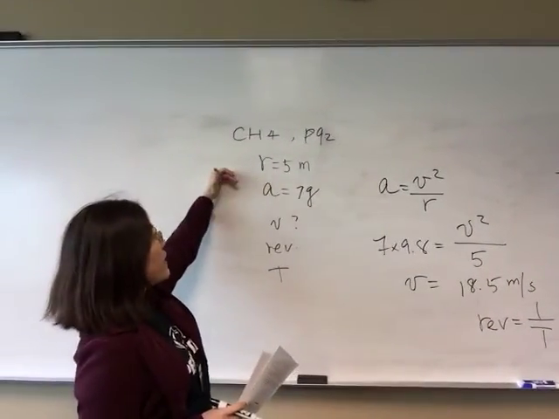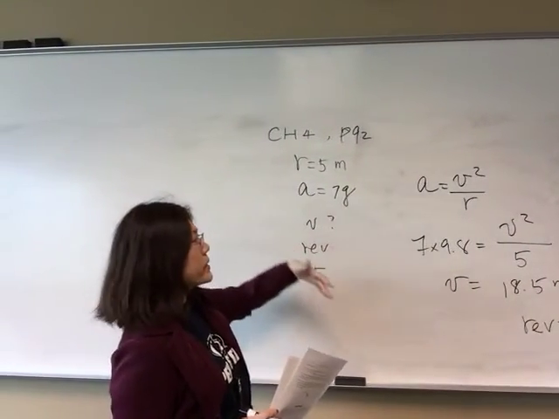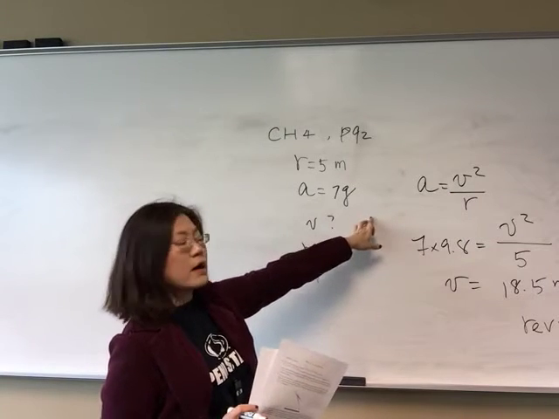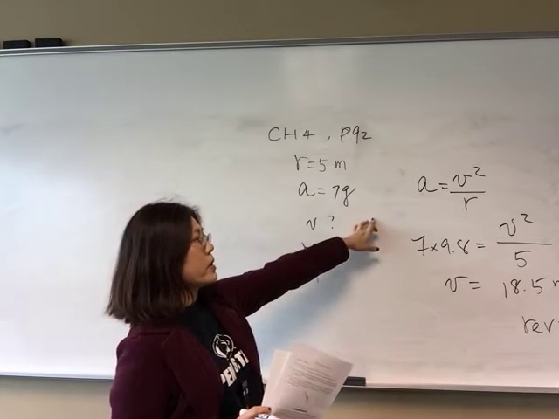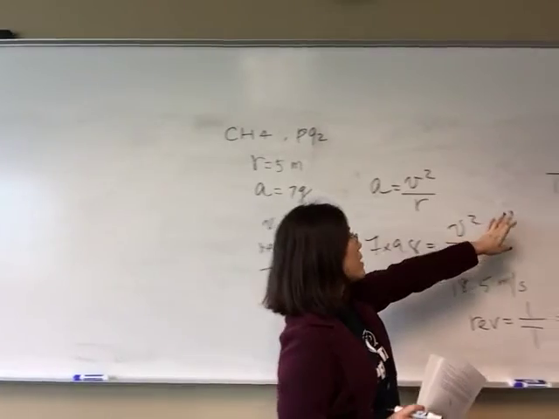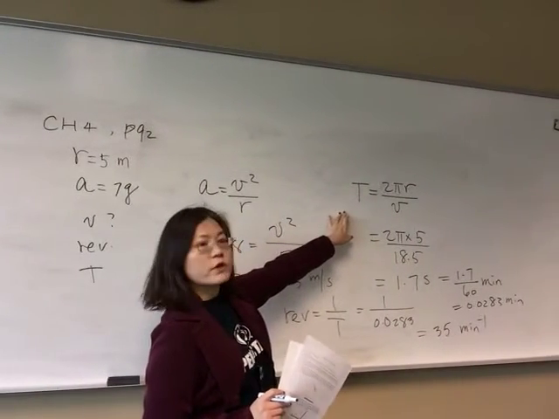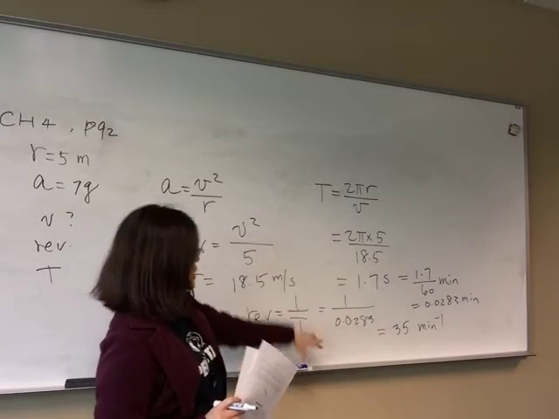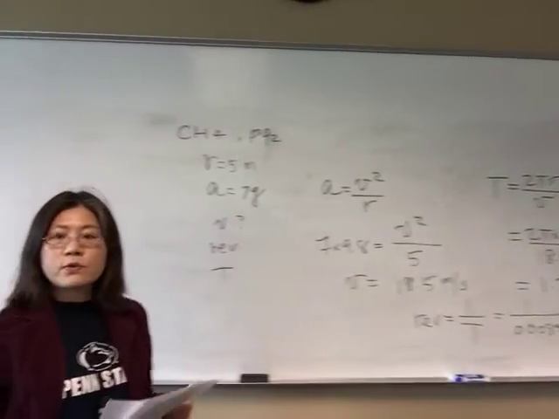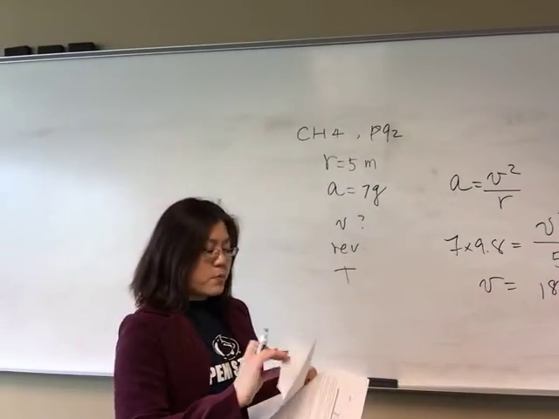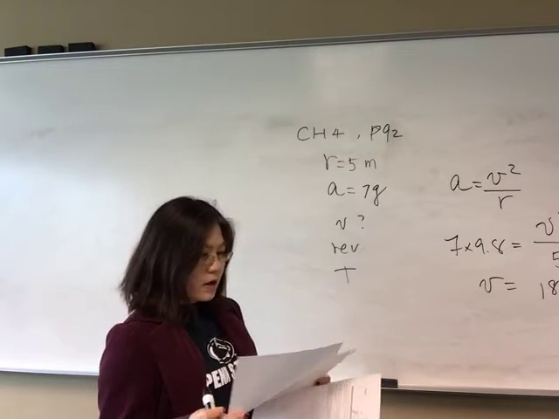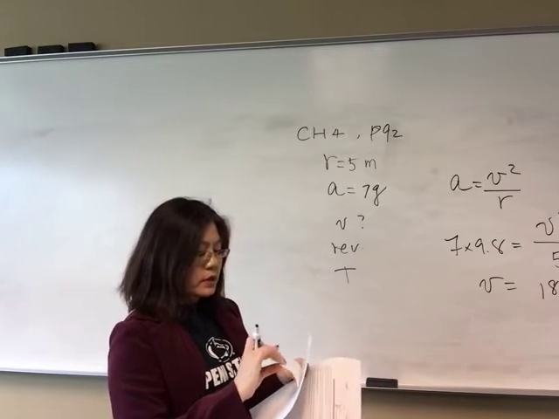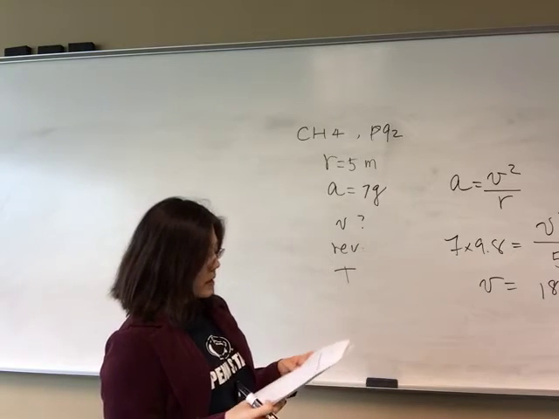Okay? So you can see that this is a very straightforward problem. You're given the radius, you're given the acceleration. You just basically calculate the velocity using the expression for the centripetal acceleration, and use this. This is the standard equation for circular motion. So you have 2 pi r over v. Then you got your T, and then take the inverse of the period. That gives you the revolutions per minute, okay, when the period is in units of minutes.